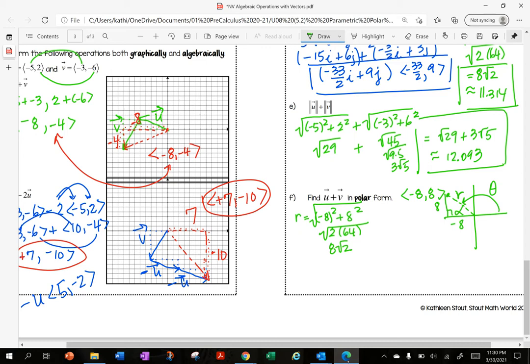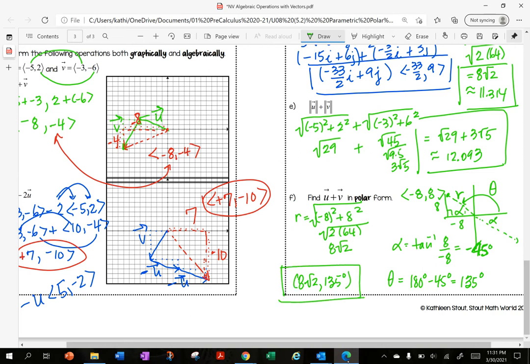And then to find the angle, I have to find the reference angle. So the reference angle is going to be the tangent inverse of y divided by x, so 8 divided by -8. And I'm going to get that this is -45 degrees. And I get that because the reference angle also matches over here. So I have to interpret what the calculator is telling me. The calculator is telling me that this is -45 degrees. So my theta is really going to be 180 degrees minus 45 degrees, so my theta is 135 degrees. So in polar form, this is 8 square roots of 2 and 135 degrees.